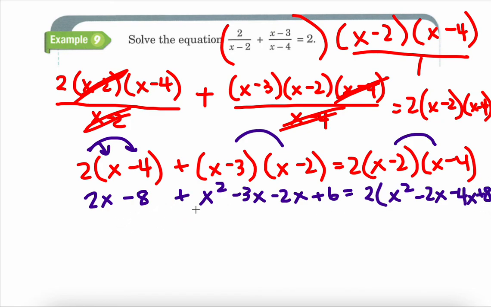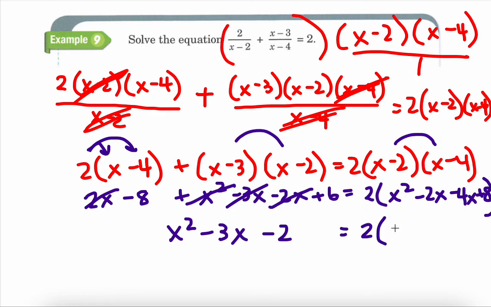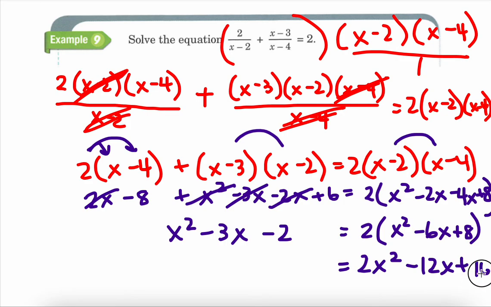Okay, now let me simplify. So I have x squared all alone, and then let me combine all my x's. 2 minus 3 is negative 1. Negative 1 minus 2 is negative 3x, and then my 6 minus 8 is negative 2 equals 2 times, this is x squared minus 6x plus 8. So I still have to double that. Minus 12x plus 16. And this side's already simplified.